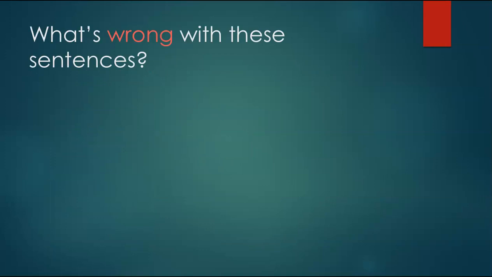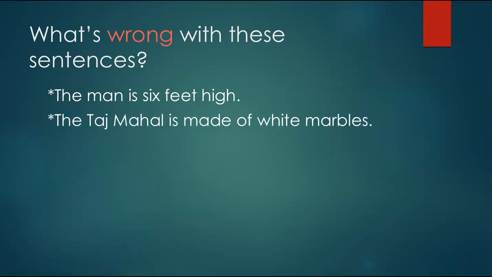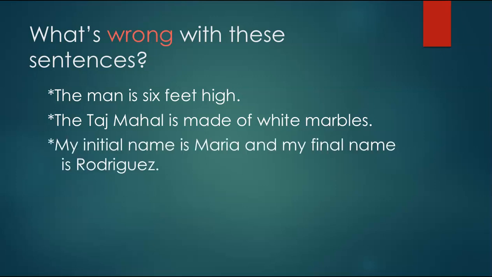So when we think about collocations, think about what's wrong with the sentences that follow. The man is 6 feet high. No, we wouldn't say that. You understand the meaning, but the collocation's wrong. The man is 6 feet tall. The Taj Mahal is made of white marbles. White marble, which is a little different. Marbles are those circular little balls made of rock, but marble is a kind of mineral that is a material you could make something out of. So that doesn't collocate. My initial name is Maria and my final name is Rodriguez. We know what she means, but first name, last name.